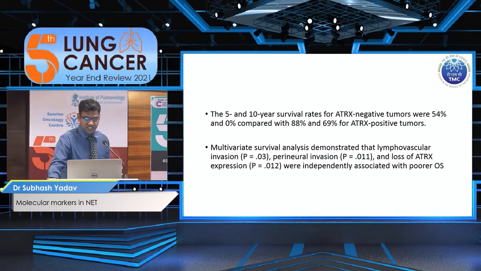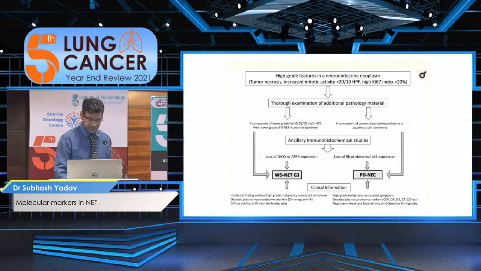So when we see ATRX and DAXX, ATRX is the one which has more significance in comparison to DAXX for survival, because patients with a loss of ATRX have a 5- and 10-year survival of 54 and 0 as compared to those which have retained ATRX. Additionally, multivariate analysis showed that the risk of LVI and perineural invasion is more in ATRX loss, and the overall survival is poorer with ATRX as compared to DAXX.